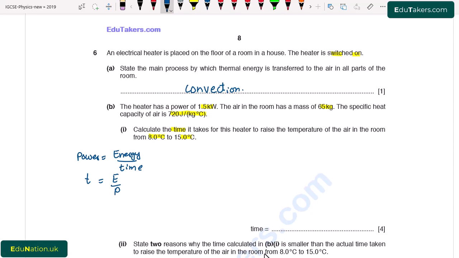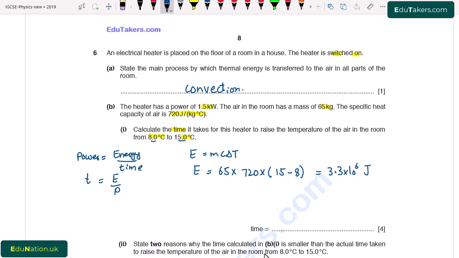First of all, we have to calculate energy, and it will be energy E is equal to m c delta T, where m is mass, c is specific heat capacity, and delta T is change in temperature. So energy comes to be mass is given 65 multiplied by specific heat capacity is 720 and change in temperature 15 minus 8. So energy comes to be 3.3 into 10 to the power 6. The unit of energy is joule. So we have calculated energy.